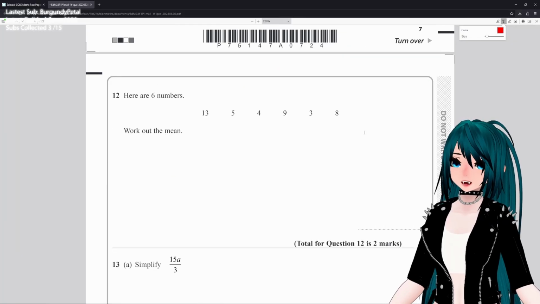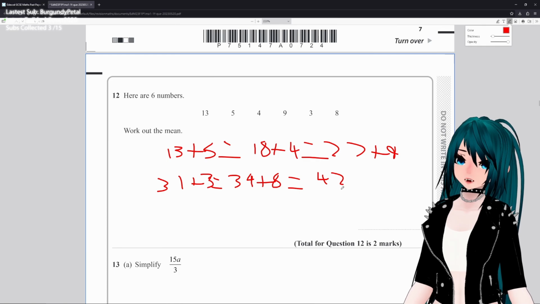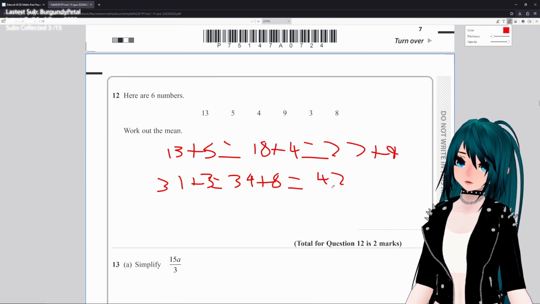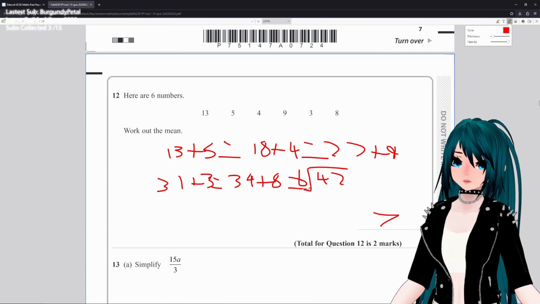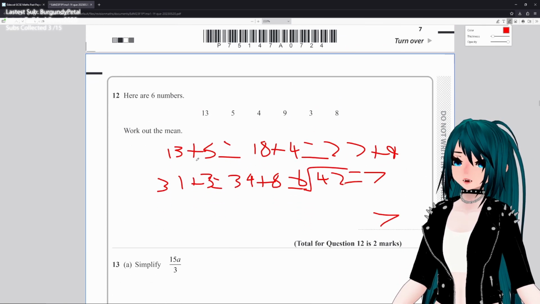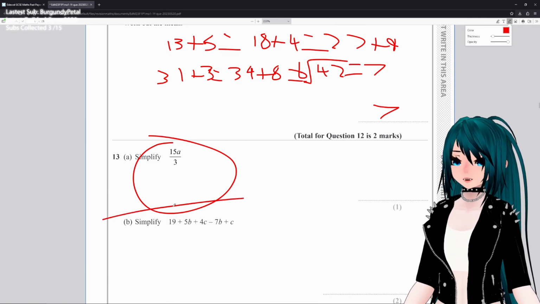Is the mean them all added up and divided by how many numbers there are? Is that one the mean? Yeah, 42 divided by 6. 7. 7. Right? What the? No, bro. How did I go from this, adding up numbers, to, bro, algebra, bro.